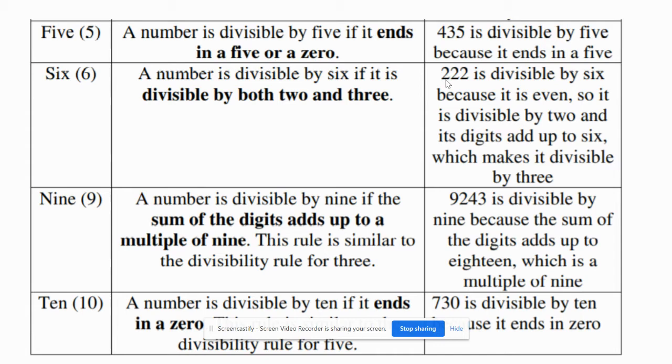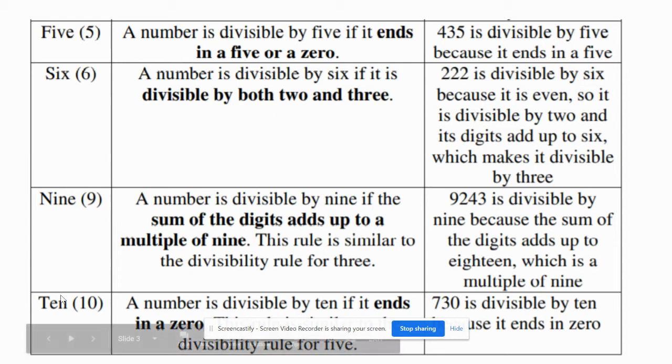Pretty neat. This one right here is actually how I memorize my 9 facts. If the sum of the digits is divisible by 9, you know that the whole thing is divisible by 9. So 9 plus 2 is 11. 4 plus 3 is 7. 11 plus 7 is 18. So that means 9,243 is divisible by 9. Again, check it on the calculator if you don't believe me.